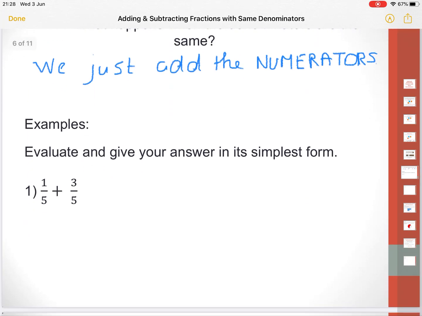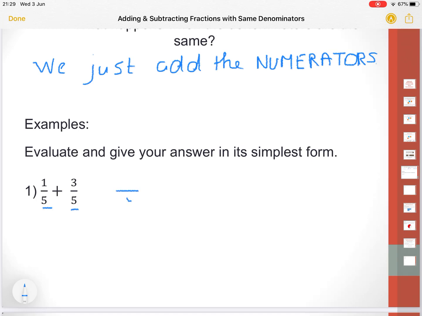Let's work another example. Now we are asked to evaluate, find the value of, and give your answer in its simplest form. That means that if the fraction can be reduced to its lowest terms, I have to reduce it to its lowest terms, okay? So, boys, 1/5 plus 3/5, okay? Denominators are the same. So the number of parts that the diagram is divided into is going to remain the same. I just add the numerators, all right? So the denominator remains the same.